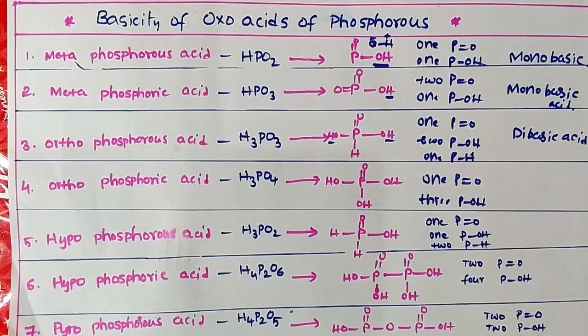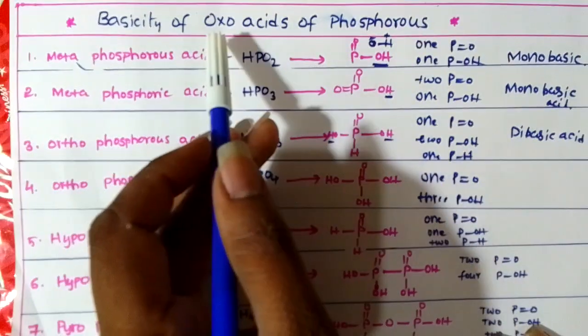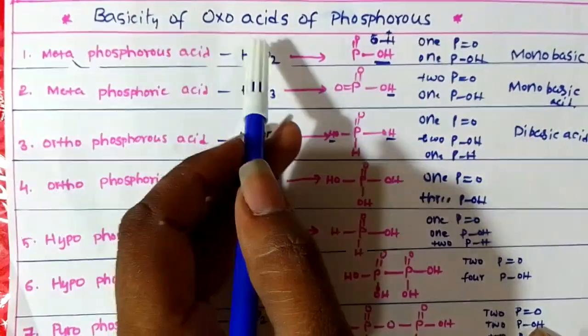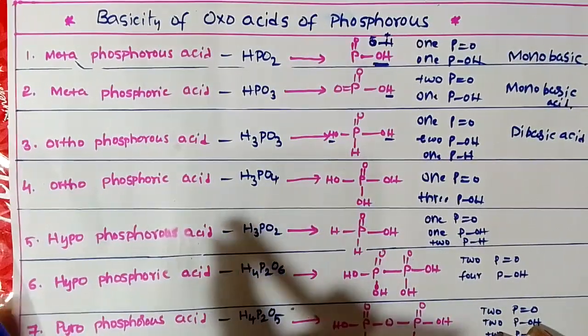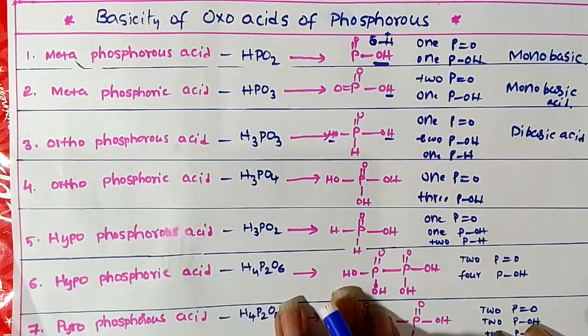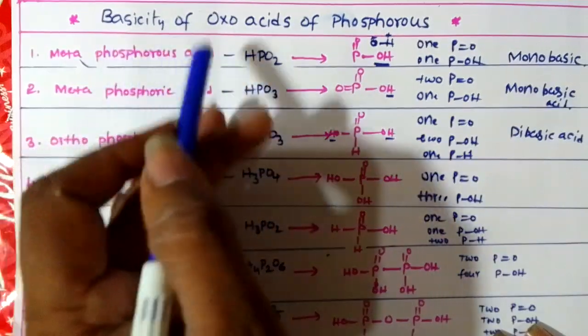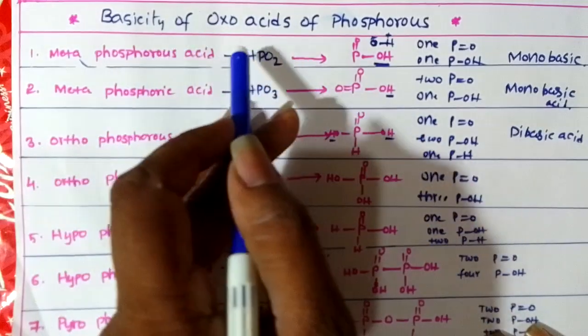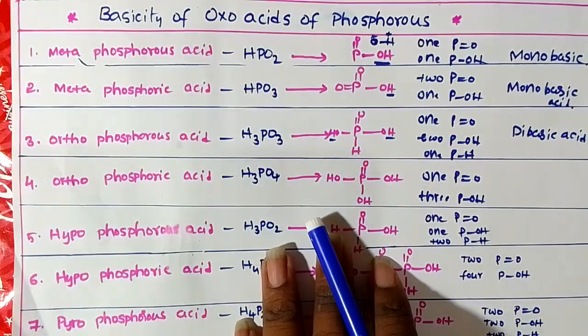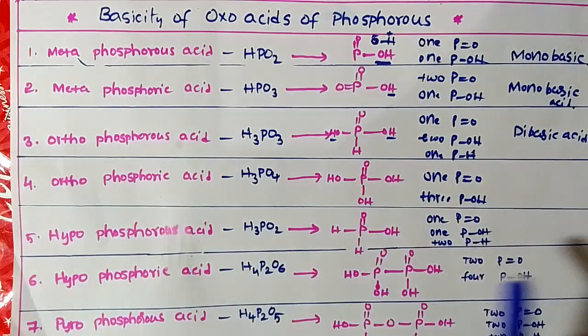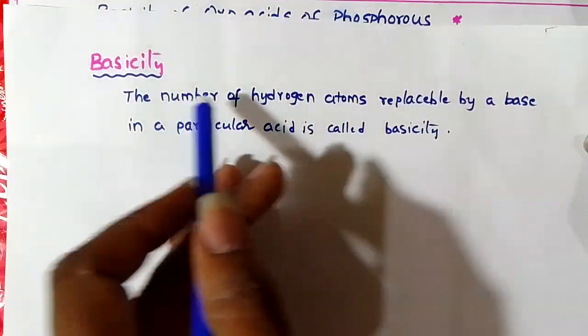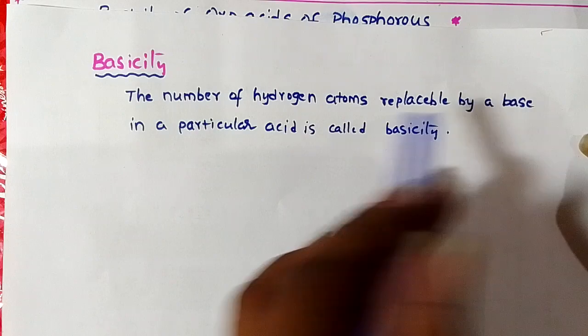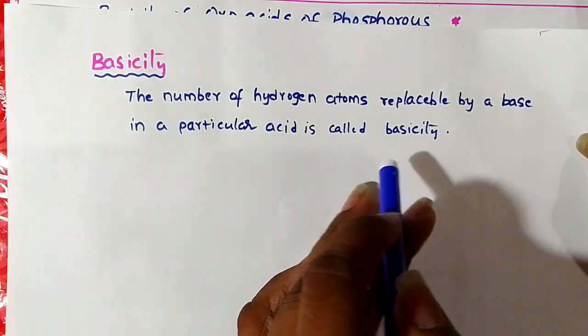Today I would like to discuss the basicity of oxoacids of phosphorus. So what is meant by basicity? Already you know that the number of hydrogen atoms replaceable by a base in a particular acid is called basicity.